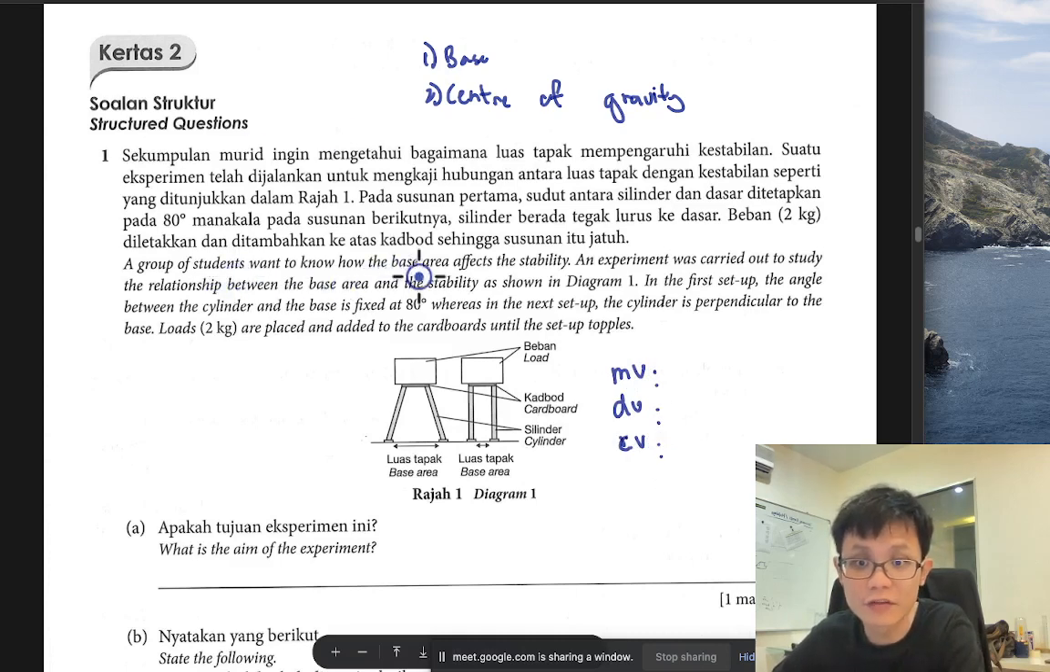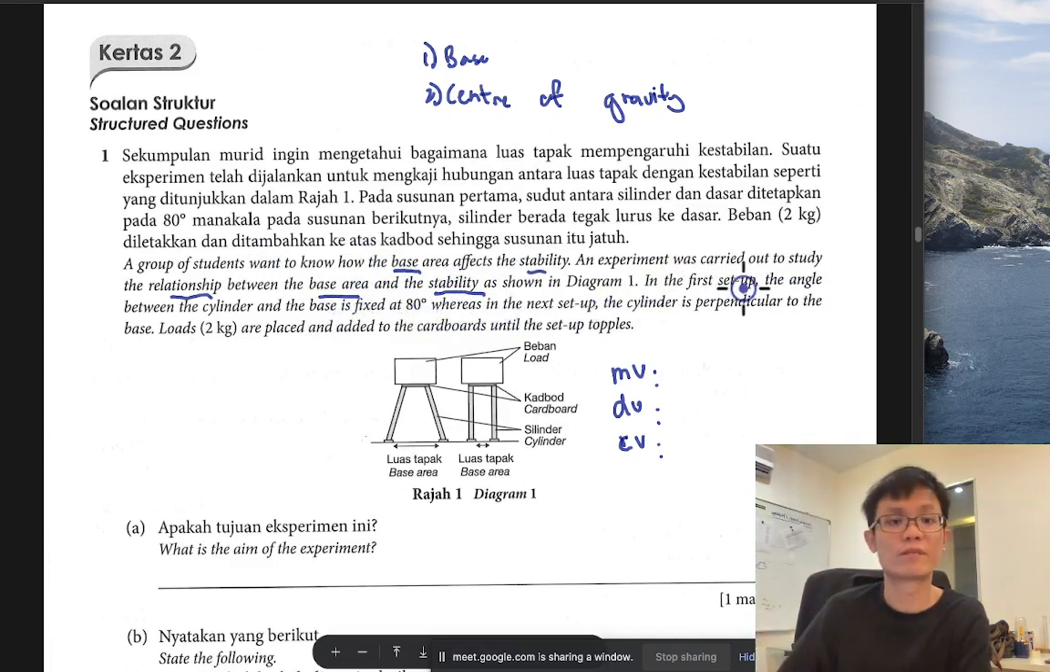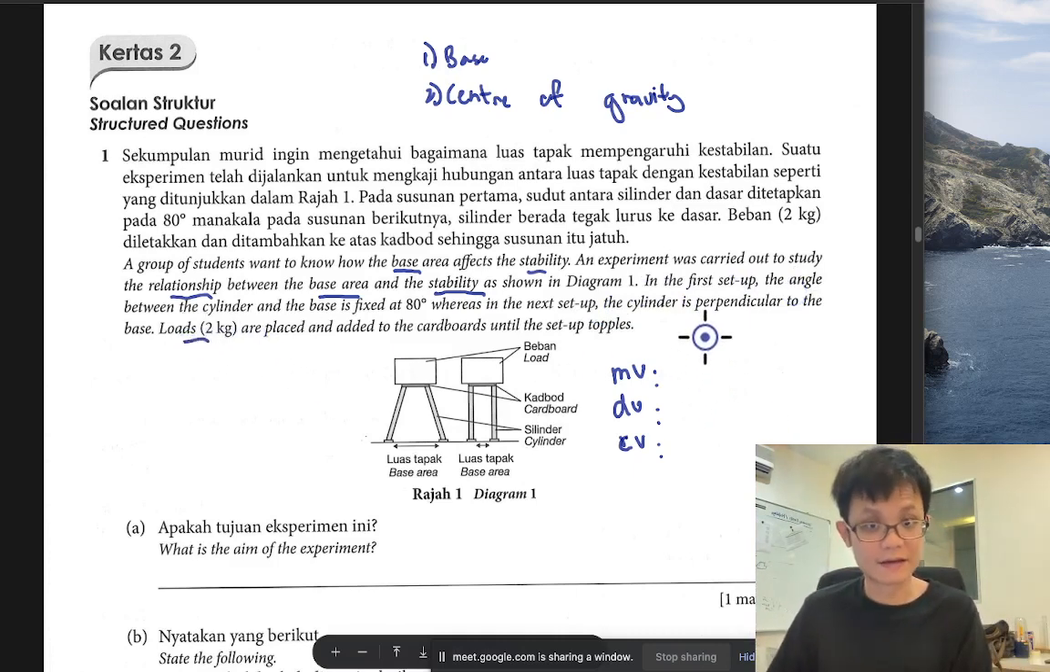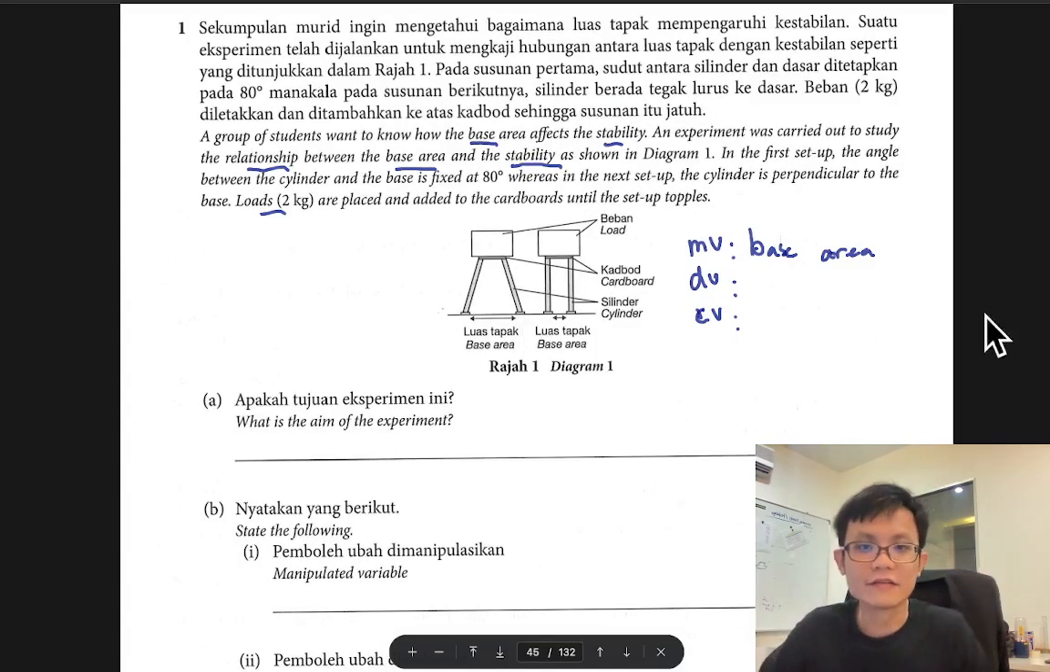A group of students want to know how base area affects stability. An experiment was carried out to study the relationship between base area and stability. In the first step, the angle of the cylinder is fixed at 80 degrees, whereas in the next step, the cylinder is fixed perpendicular to the base area. Loads of 2 kg are placed. So can you tell me the MV, DV and CV? Okay, so let's look at this.